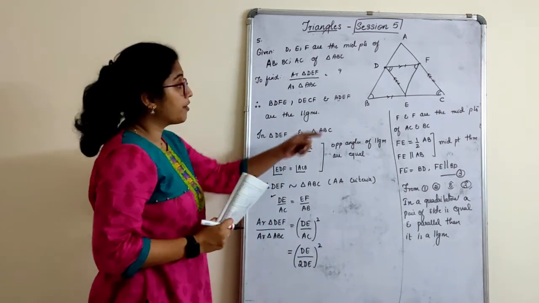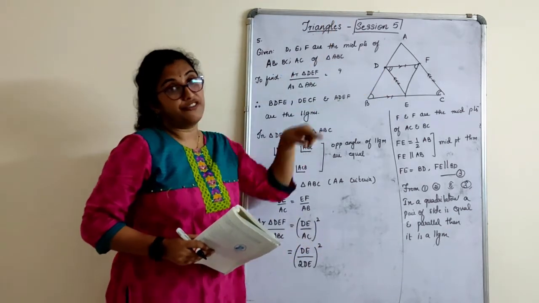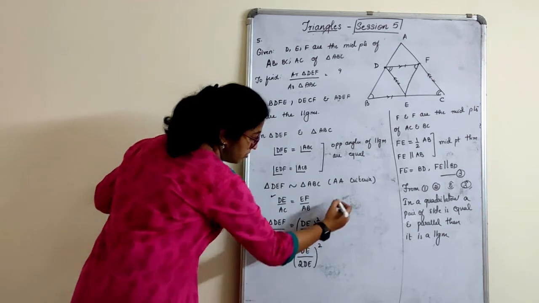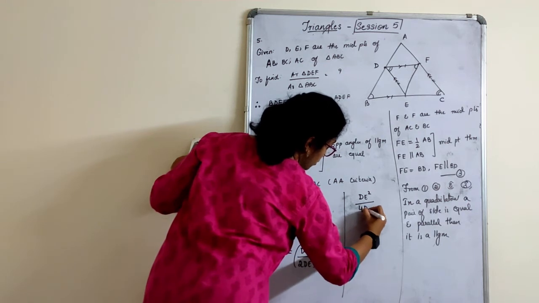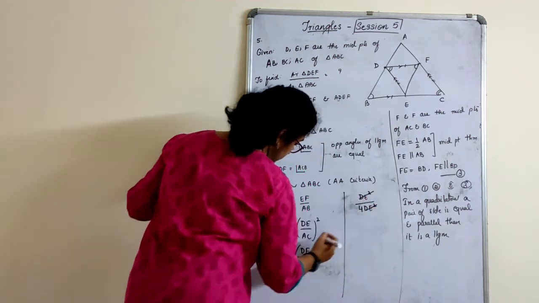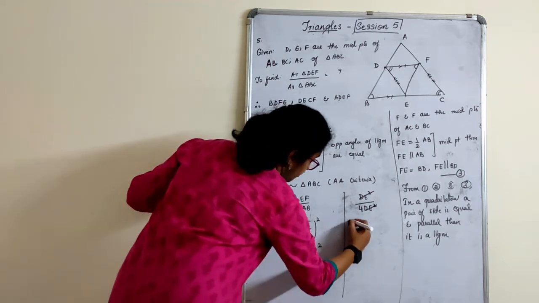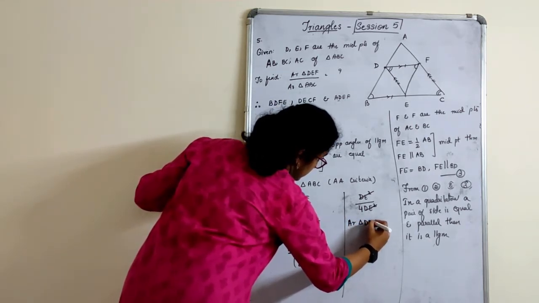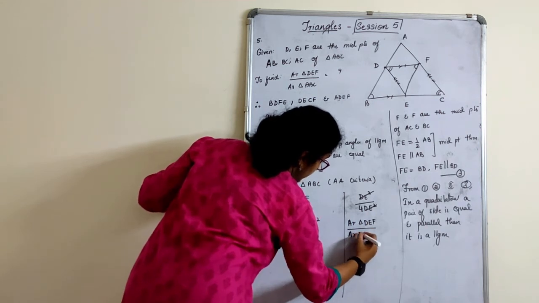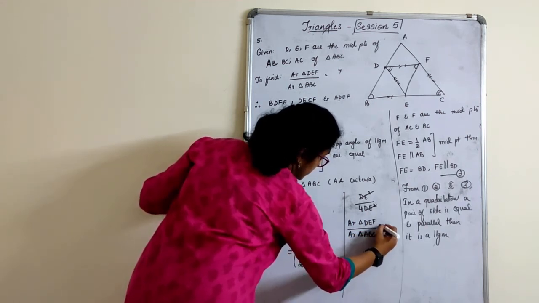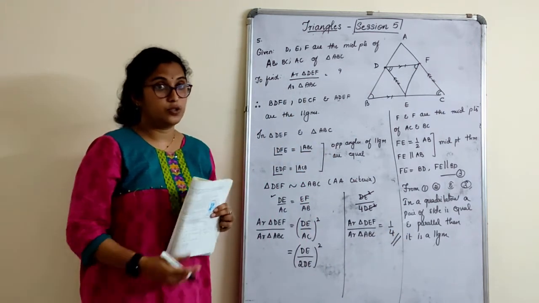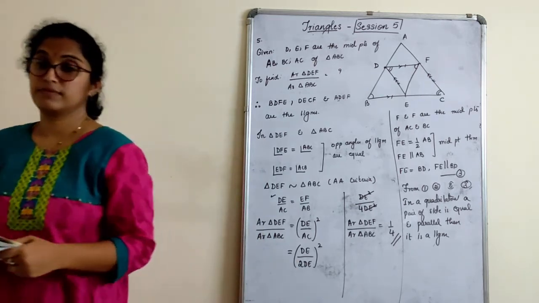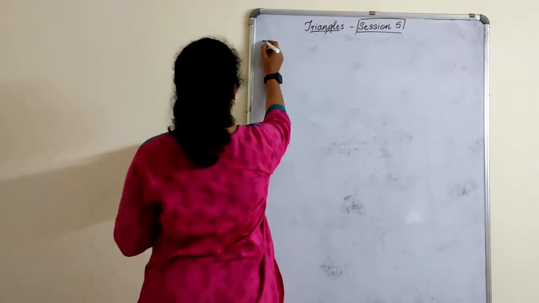Whole square. Or I can write DE as half of AC. Any one in that. So I'll do it here. DE square upon 4 times DE square. Cancel. So area of triangle DEF to area of triangle ABC is equal to 1:4. So they divide in the ratio 1:4. Very clear? Copy this down. We'll start with the next one.